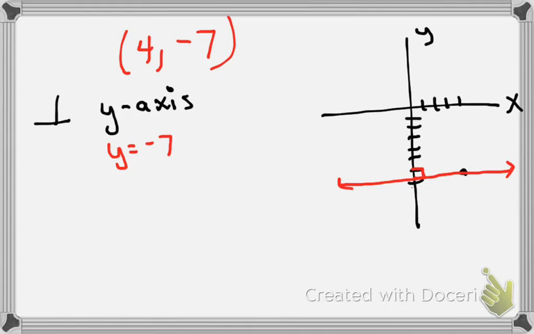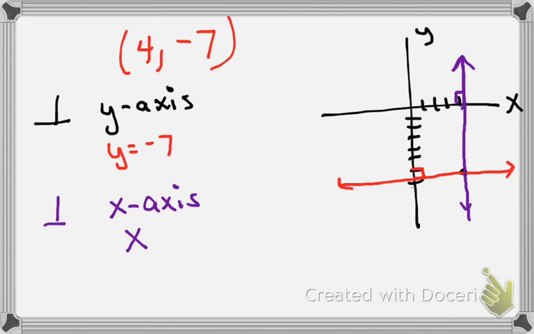Alright, if we want it perpendicular to the x-axis, the x-axis, of course, is the top, and it's right here. So if we want it perpendicular, we would be going this way, and I missed my target, but we know that it's perpendicular at 4, and it touches the x-axis, so it's x equals 4.